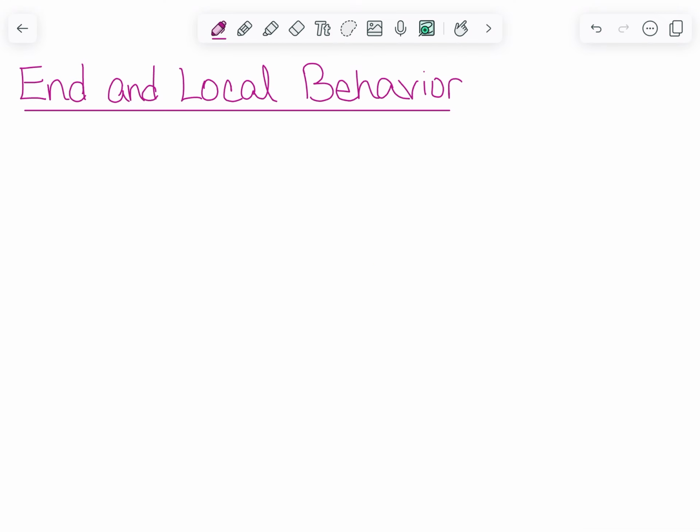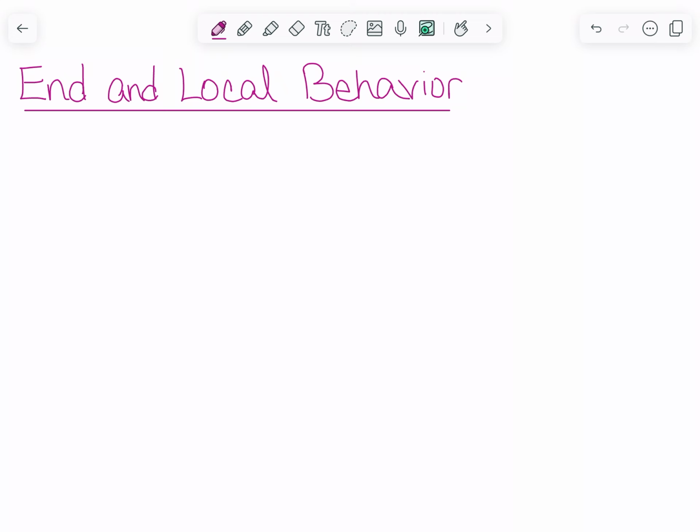I want to look at some of the end and local behavior of polynomial functions. And I'm going to start with end behavior. The end behavior is what's happening towards the ends of the function as x gets really close to infinity or really close to negative infinity. It's what's happening on the far left or the far right of the graph.